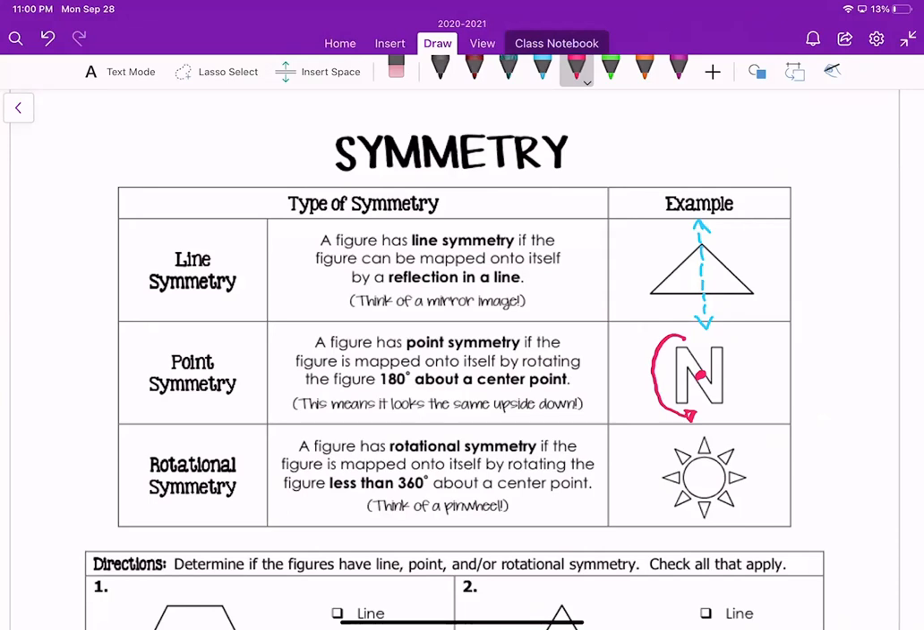Rotational symmetry. A figure has rotational symmetry if the figure is mapped onto itself by rotating the figure less than 360 degrees about a center point. Think of a pinwheel. So again, center point, 360 degrees, starts here, goes all the way over here. So rotational symmetry, right?